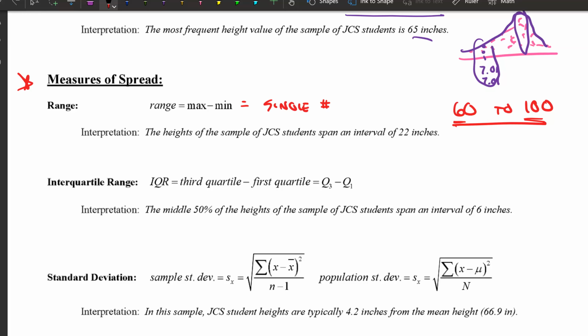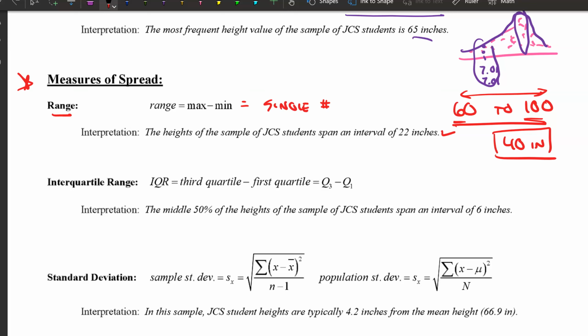Obviously, there's more than one definition of range. There's multiple definitions of words, right? But in statistics, range is a single number, which in this case would be 40 inches or 40 whatever, right? So always report the range as a single number and don't talk about it being an interval of numbers, okay? It's actually the width of the interval of those numbers. The heights of the sample of JCS students span an interval of 22 inches. This is how you could interpret it.